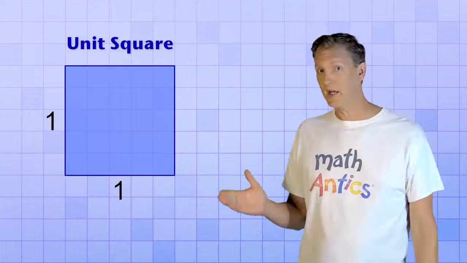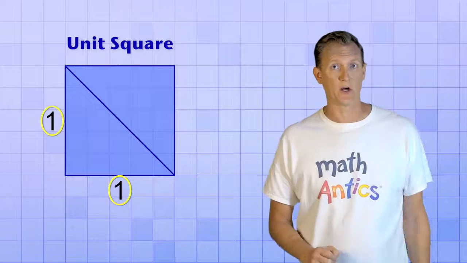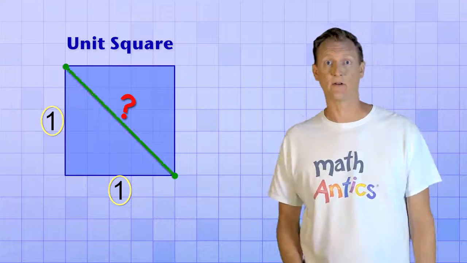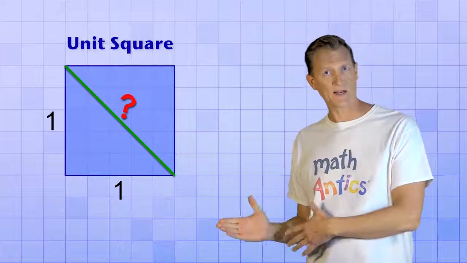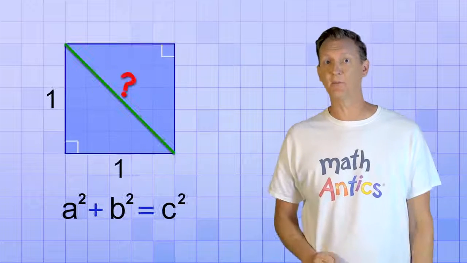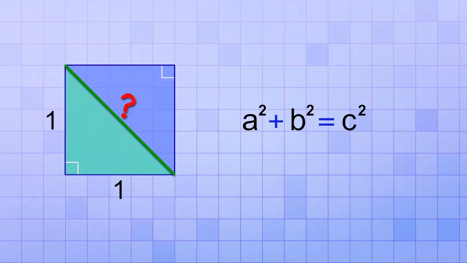Here's another interesting one. What if you have a unit square that's cut in half along a diagonal? Each side of the square is 1 unit long, but how far is it from one corner of the square to the other along the diagonal? Well, since the diagonal divides the square into two right triangles, we can use the Pythagorean theorem to tell us that unknown distance. We label the legs of the right triangle A and B and the hypotenuse C.